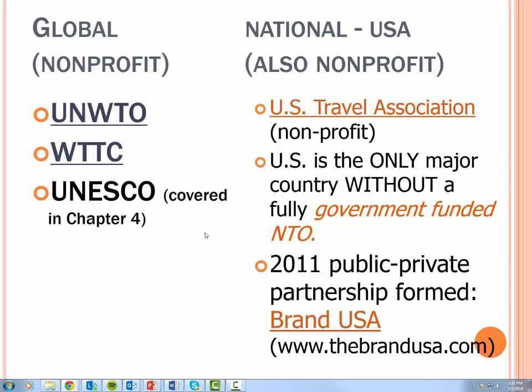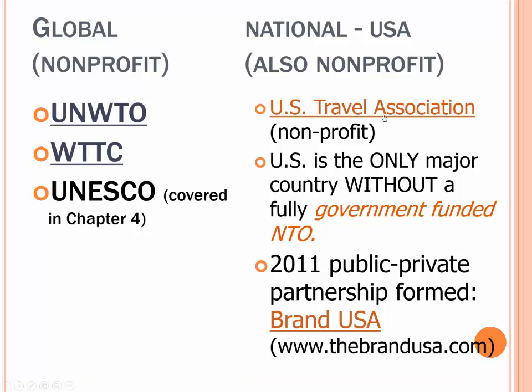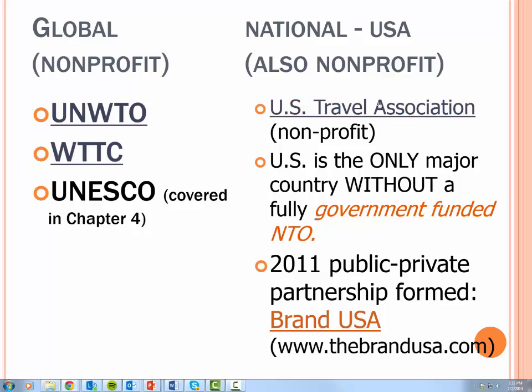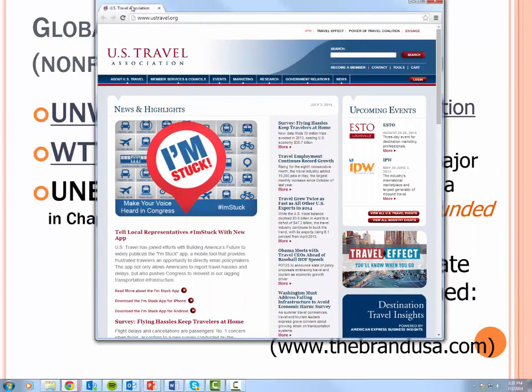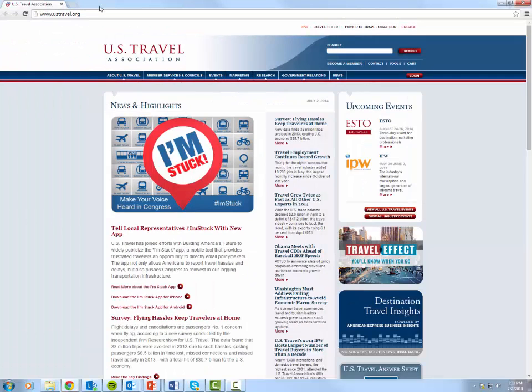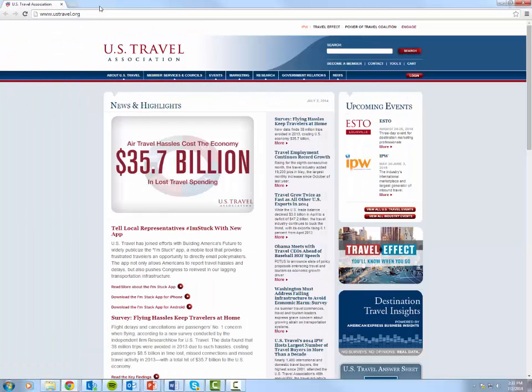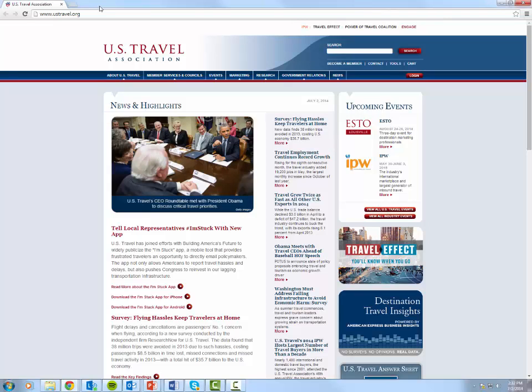On the U.S. side, you've already been introduced to the U.S. Travel Association, which is the primary tourism organization at the national level in the United States. It was mentioned before, but bears repeating, that U.S. Travel is a non-profit association and not a government agency.